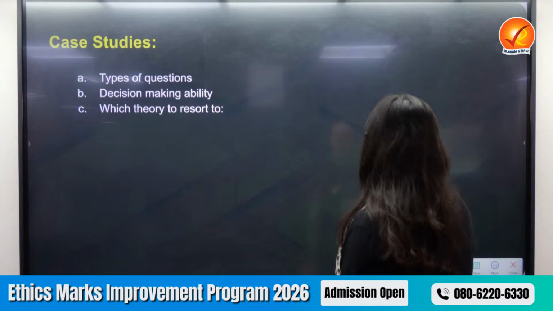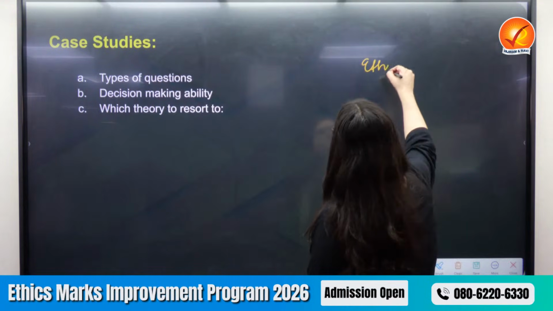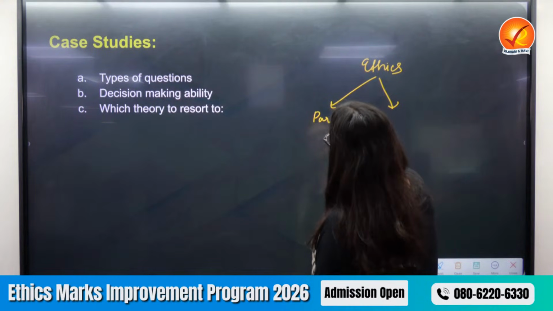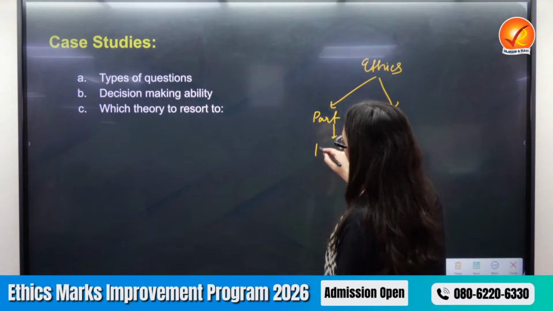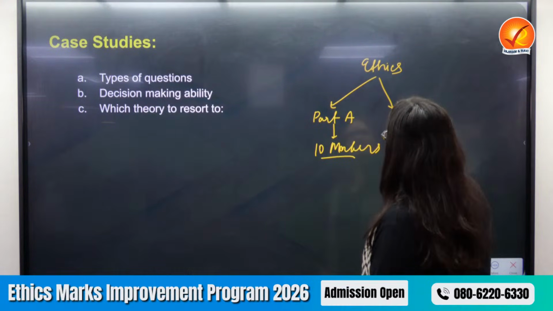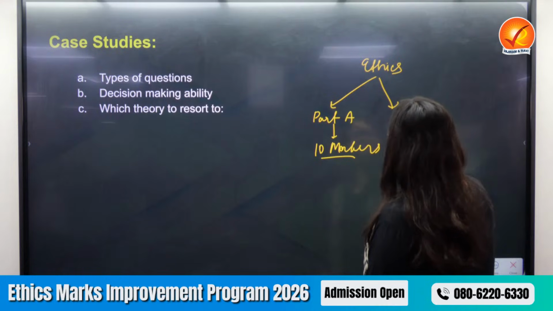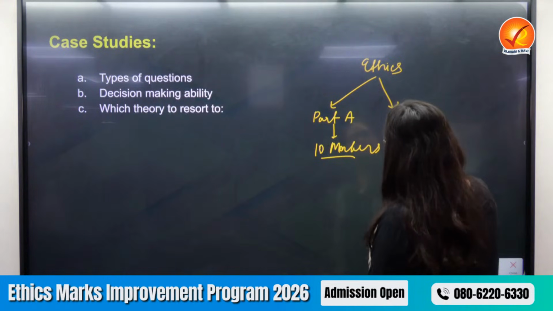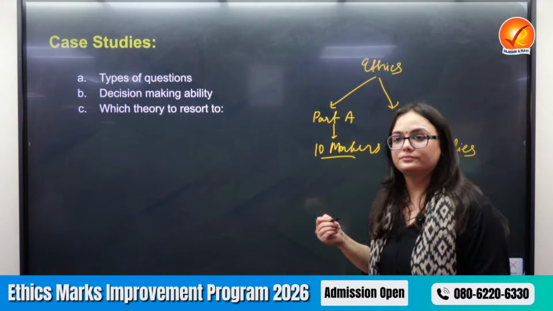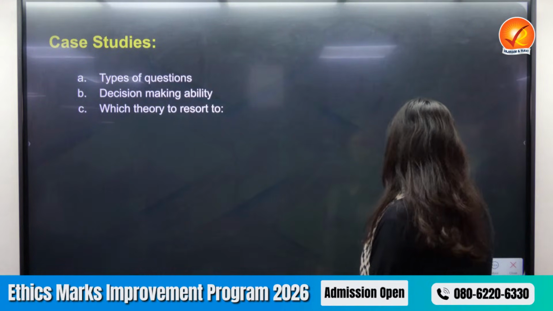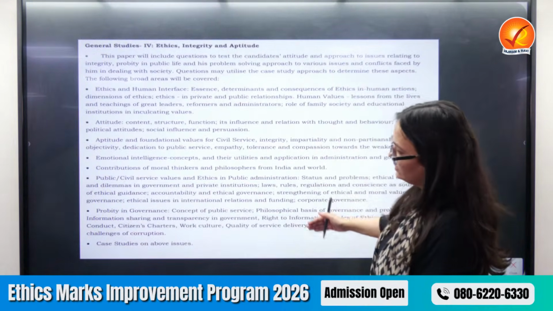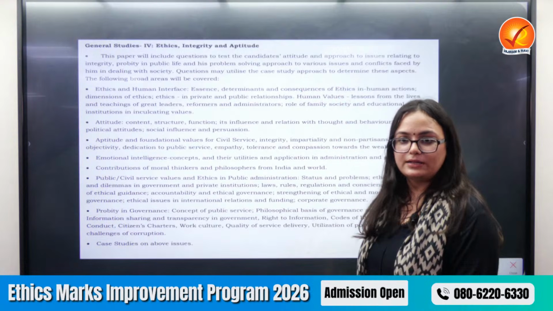Other thing, the paper of ethics consists of two parts. The first part A consists of your 10 markers. All of you are aware of this, right? And your part B consists of case studies. What are case studies? Case studies are nothing but certain issues or certain themes on which these issues are asked to you in detail, right?